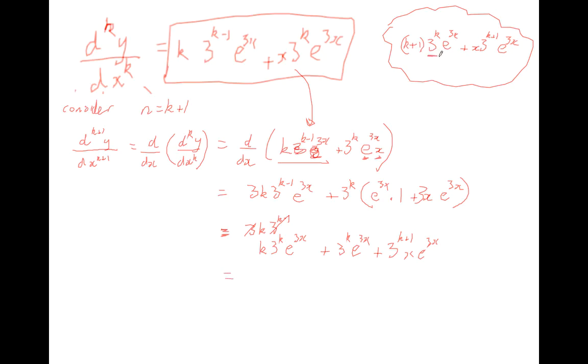We want 3 to the k, e to the 3x here, 3 to the k, e to the 3x here, k lots plus 1 lot. So that's the k plus 1. And then that's e to the 3x times by k plus x, 3 to the k plus 1, and then e to the 3x. So we've manipulated it into the form we need.